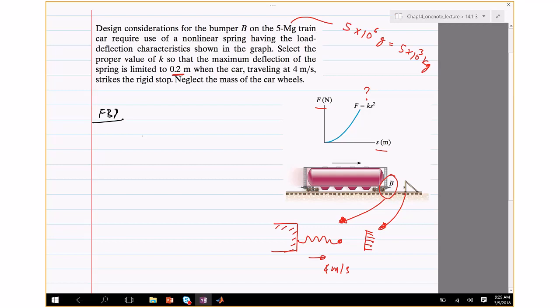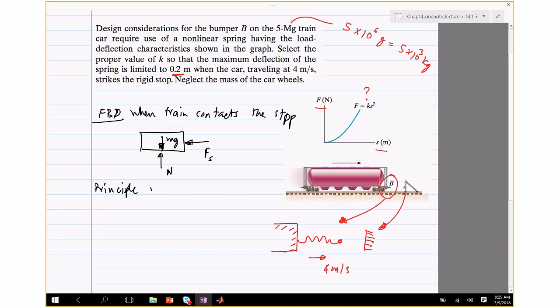Before that, let me draw the free body diagram. When the train contacts the stop, there would be a friction. The spring force will be to the left because it's decelerating the train. mg will be downwards and the normal force is upwards. So then we'll use the principle of work and energy. The reason is because v is given as a function of distance.